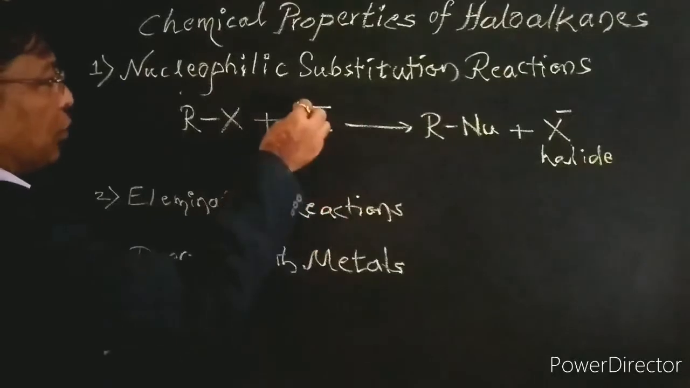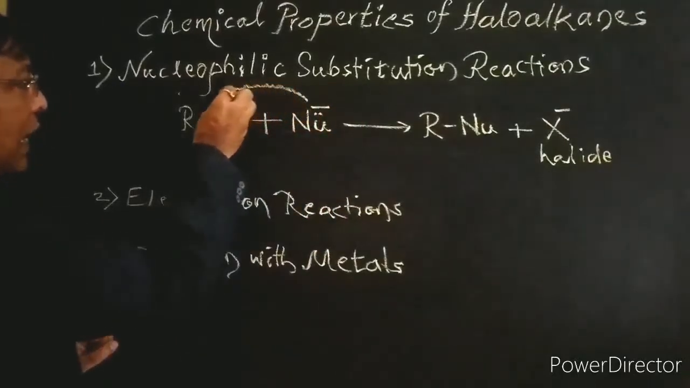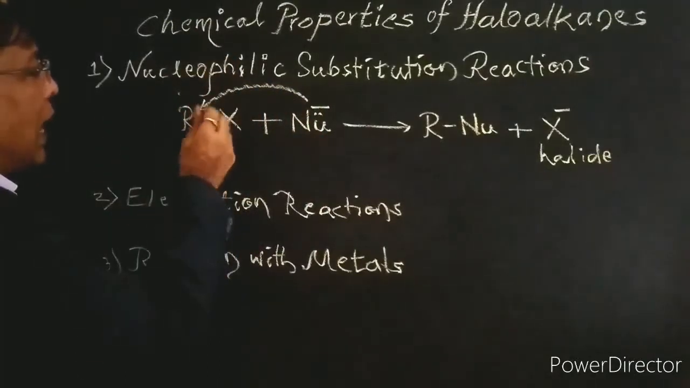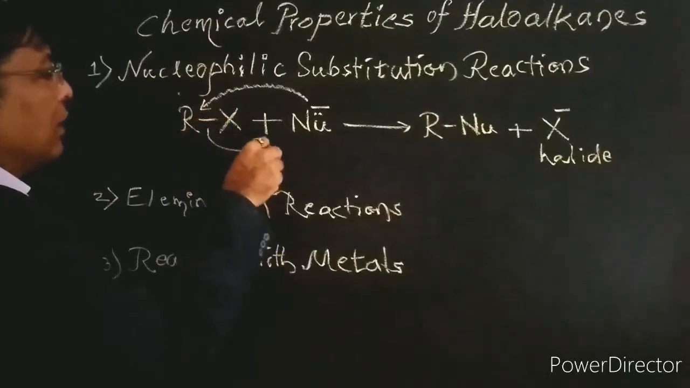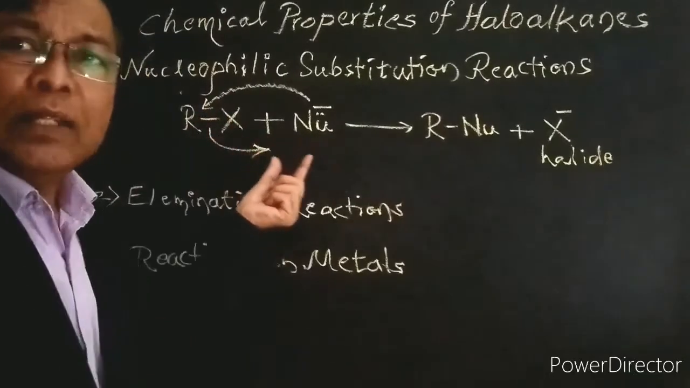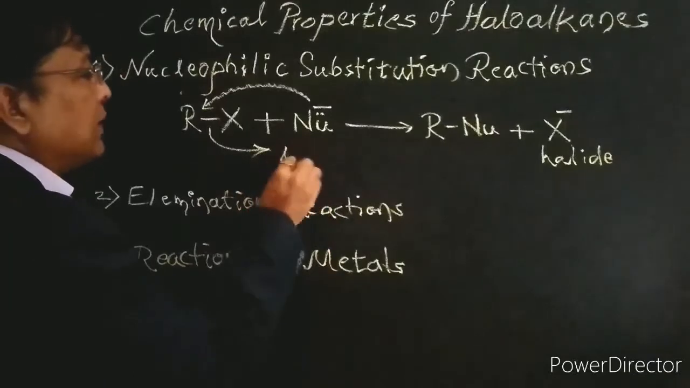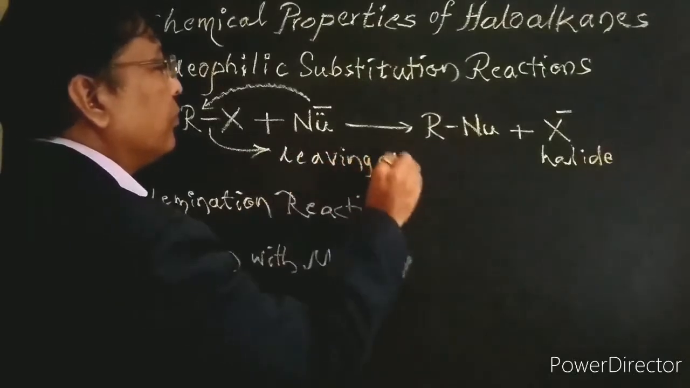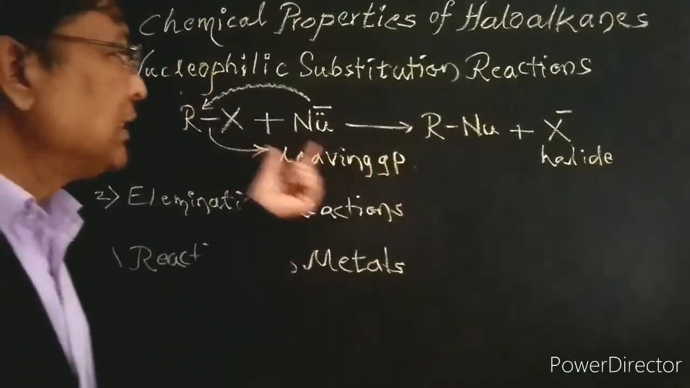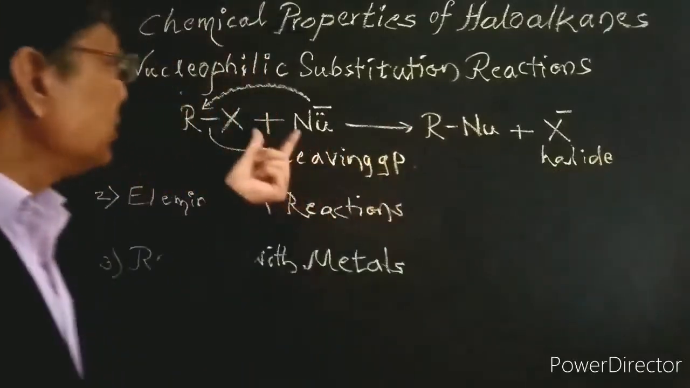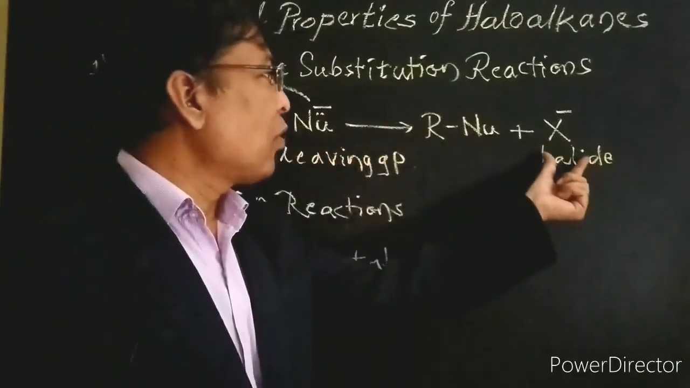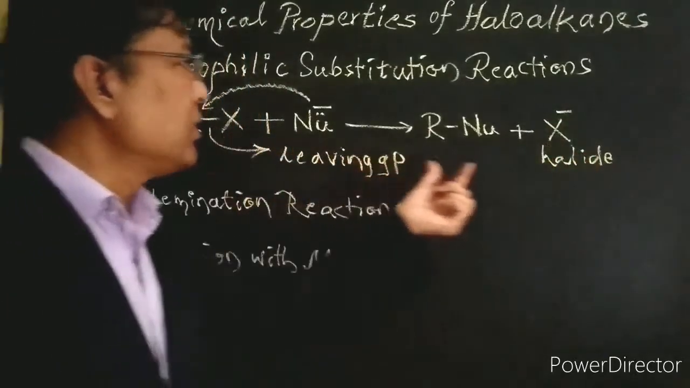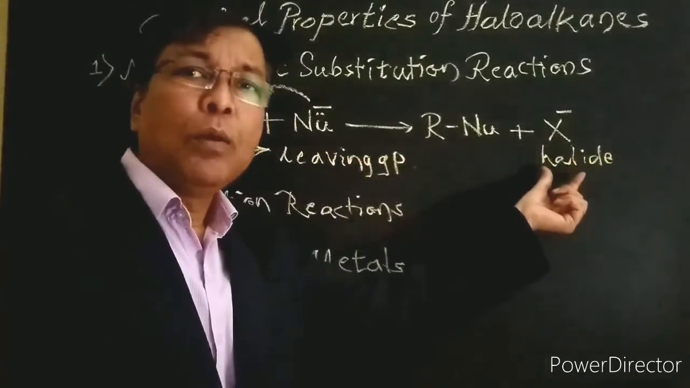In nucleophilic substitution reaction, this nucleophile forms a new covalent bond with the alkyl group and the halogen atom is replaced. As the halogen atom is replaced, it is called the leaving group. The halogen atom is replaced in the form of halide. If it is chlorine, it is replaced in the form of Cl-, that is chloride. If we have bromine, it is replaced in the form of Br-, that is bromide.